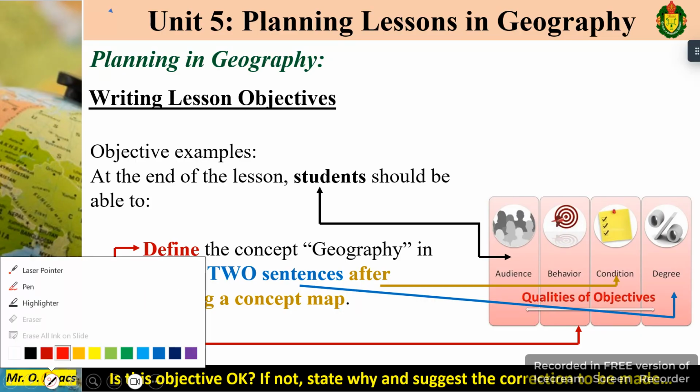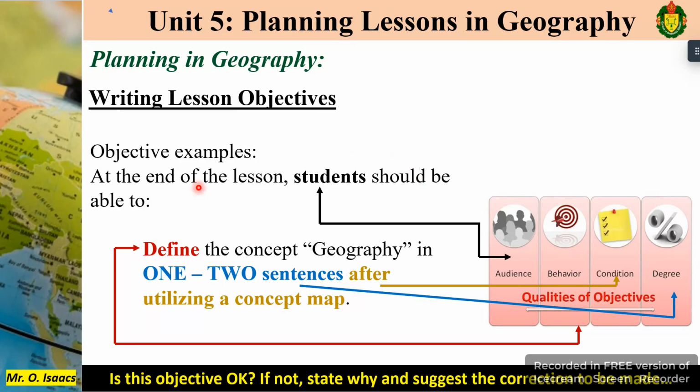So we have, in this case, at the end of the lesson, students should be able to define the concept geography in 1 to 2 sentences after utilizing a concept map. So let's go to this part here with the ABCD approach. Audience is there, so the students, so that's a tick. Behavior, the verb, what verb is there? Define, good. Condition, as in what will they use or what will they do to accomplish this? So after utilizing a concept map, so that's good.